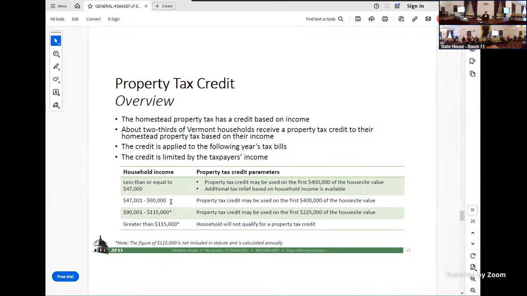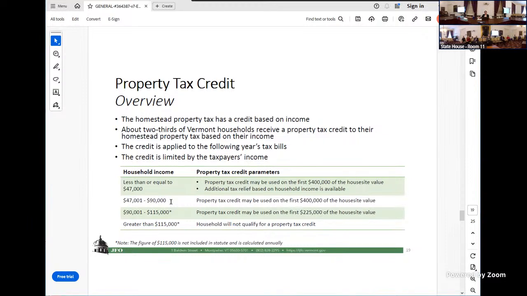So there's the 47,000 is included in statute. 90,000 is included in statute. And what those mean is they go into the calculation of the property tax credit and how big or small it will be. So essentially, for households up to 47,000 of income, the property tax credit may be used on the first 400,000 of their house site value.